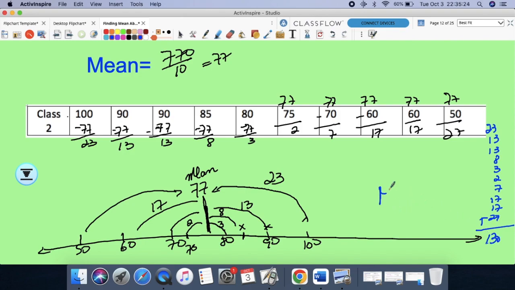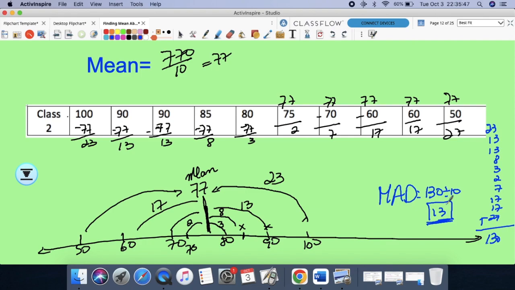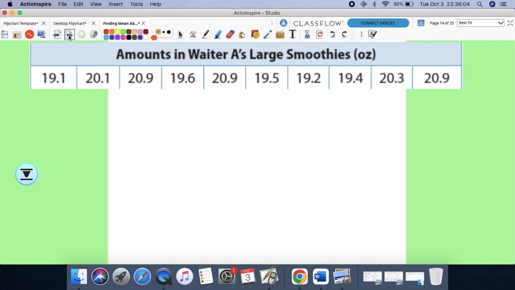So we're going to take the MAD. The mean absolute deviation is 130 divided by 10, which is 13. Notice that this MAD is 13, and this MAD was 21. Why is this 21? Because they're far away from 77. And this one, look how close they are. They're closer to the mean, which means there's less variance.